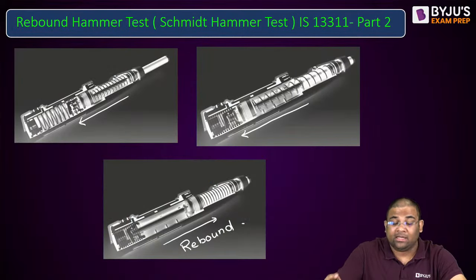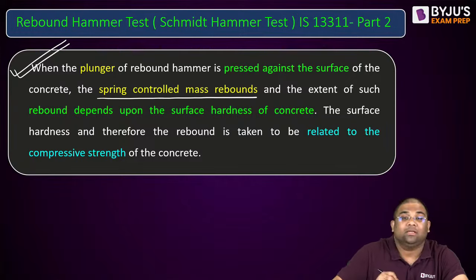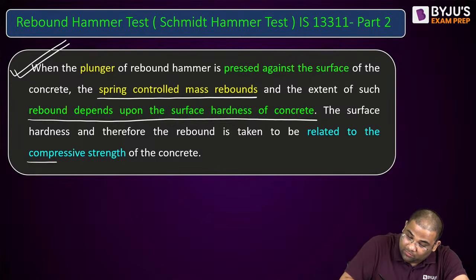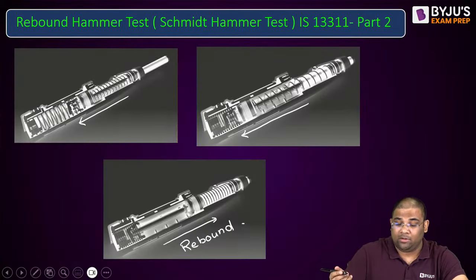Now they can ask the working principle. The working principle is what? Spring controlled mass rebounds, and which depends on what? The rebound depends on the surface hardness of concrete and is related to what? To the compressive strength. So such kind of important key points you have to remember. Or they can ask this table. So this table you have to remember.